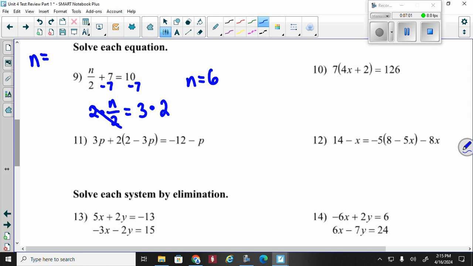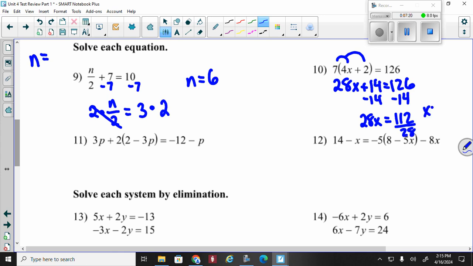All right, next question here. Again, when you're doing parentheses, we need to distribute inside the parentheses. We get 28x plus 14 is equal to 126. I'm going to subtract 14, and I'm left with 28x is equal to, let's see, that looks like 112. Then I divide by 28, and I get x is equal to 4.